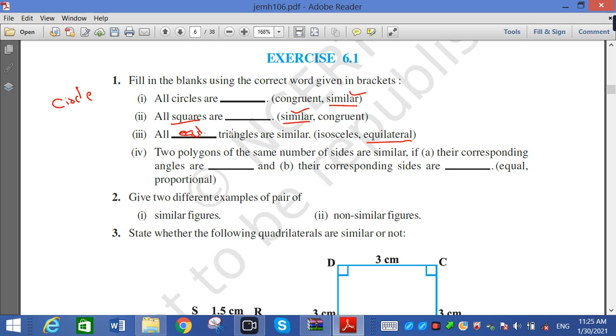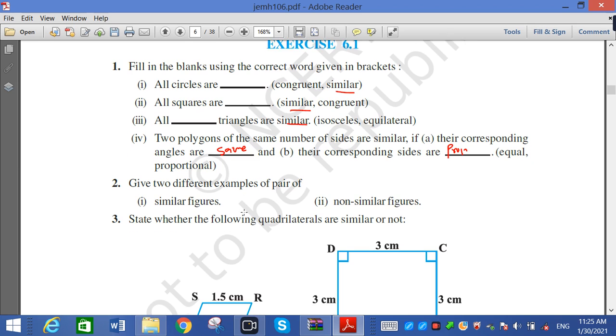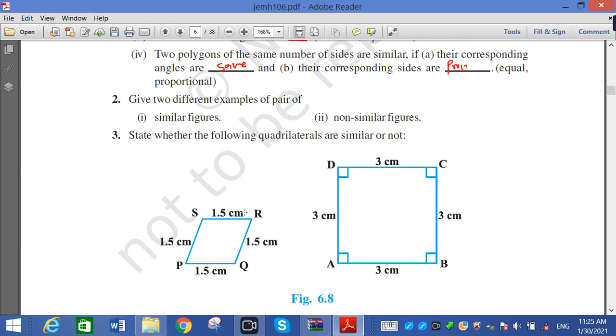Two polygons with the same number of sides are similar if their corresponding angles are the same and their corresponding sides are in proportional form. Already we have discussed one figure earlier. Exercise 6.1 question 1 will be asked as an MCQ: same and proportional. Now give two different figures, a similar figure and a non-similar figure.